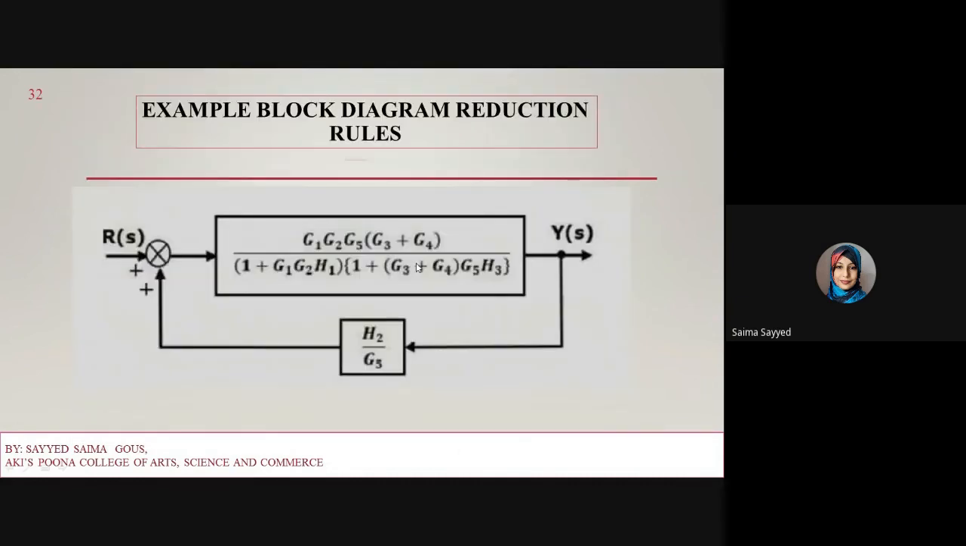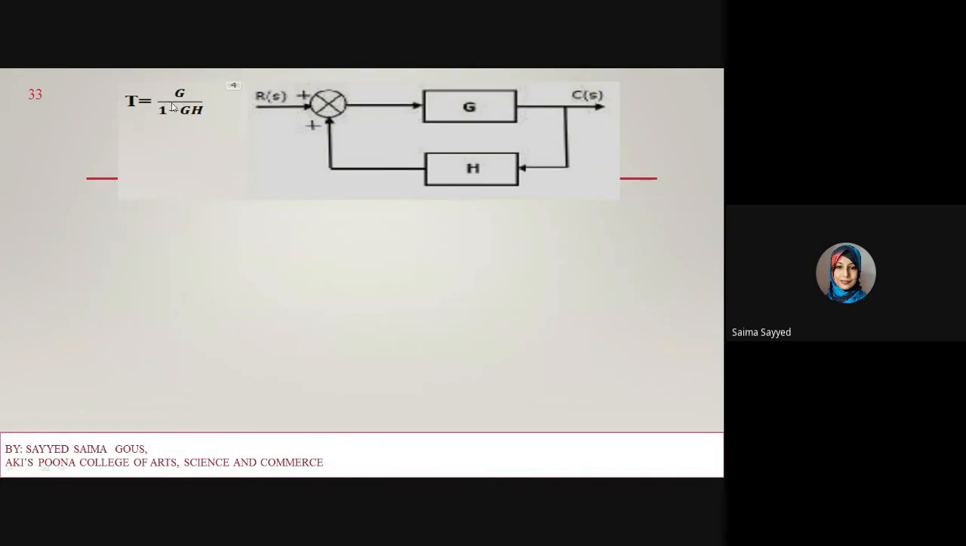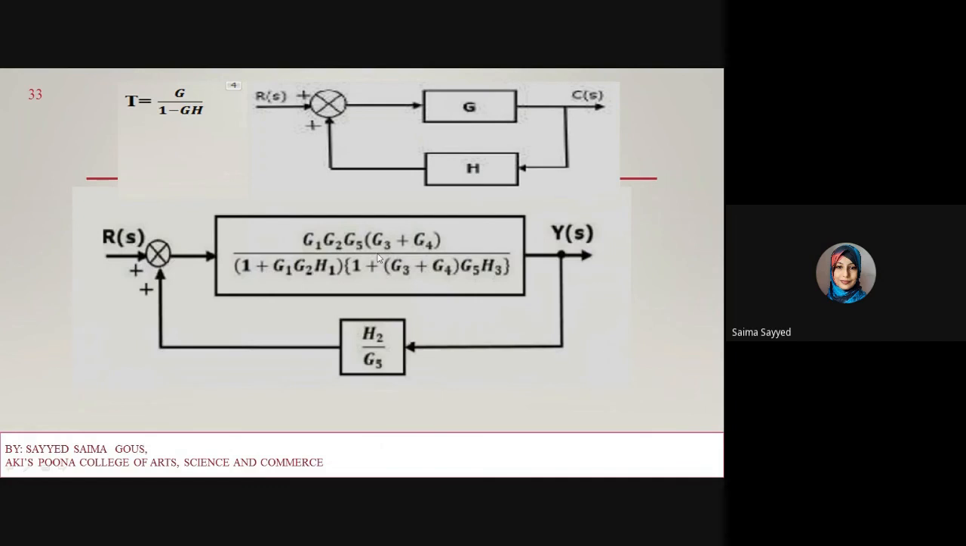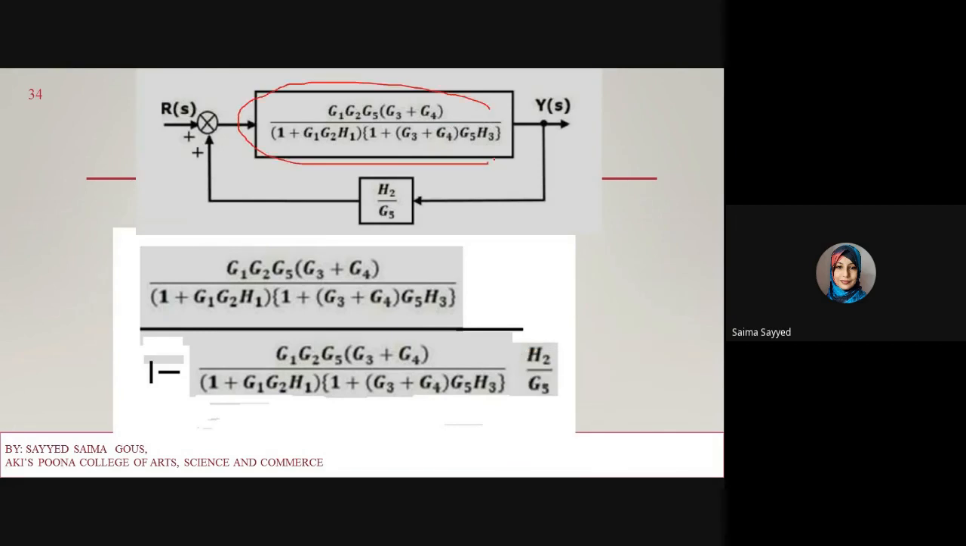Now these two blocks are in a feedback loop. Here it is positive feedback. The formula for positive feedback is G upon 1 minus GH. So now this whole block is G, and this is the feedback loop H. So this whole term is G, divided by 1 minus G into H. This is my H2 upon G5. This is my feedback loop.